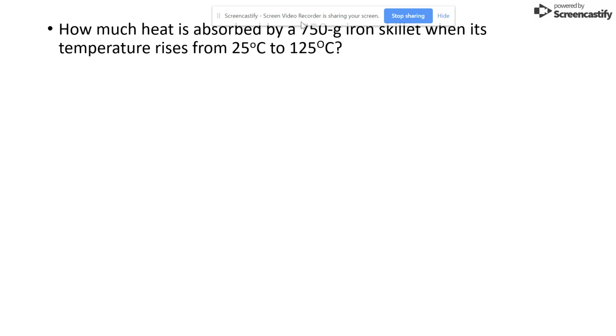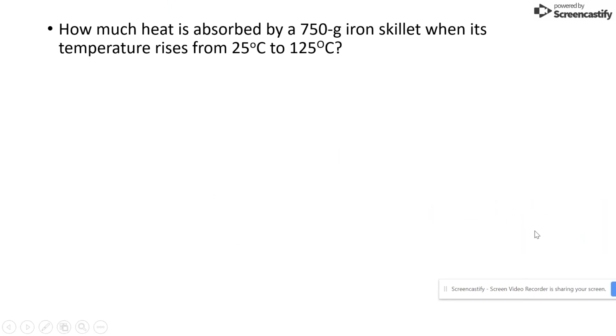Okay, for problem 2. We want to know how much heat is absorbed by a 750 gram iron skillet when its temperature rises from 25 to 125 degrees Celsius. First thing, we're looking at how much heat, so we're looking at how much energy is being absorbed. We know the 750 is our mass. We know the 25 is going to be our initial temperature, the starting temperature of the skillet. Then that means the 125 is going to be our final.